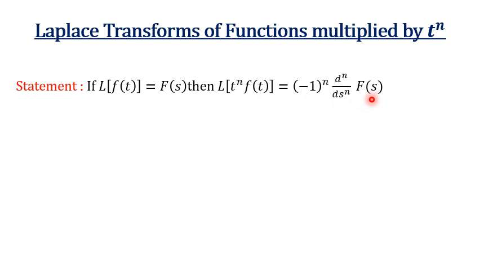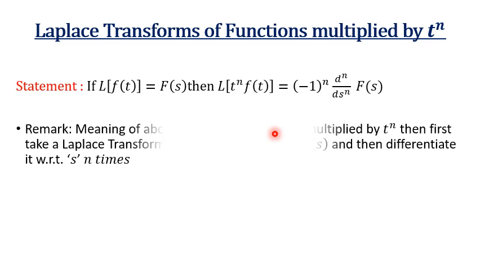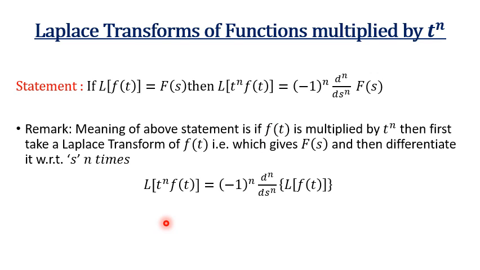Okay, so you have to differentiate this F of s with respect to s nth time, and this answer is multiplied by minus 1 raised to n. You can write this formula in another way: Laplace transformation of t raised to n into f of t is equal to minus 1 raised to n into derivative with respect to s nth time of Laplace transformation of this f of t.